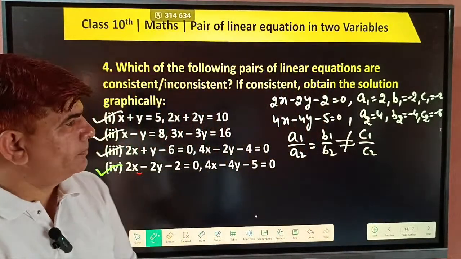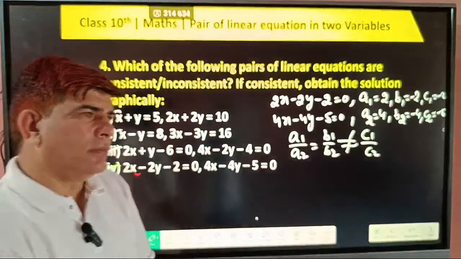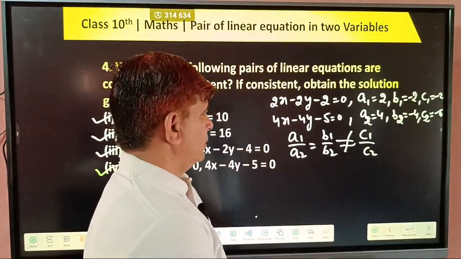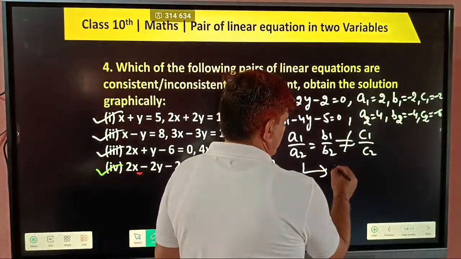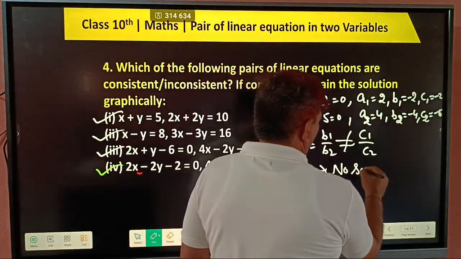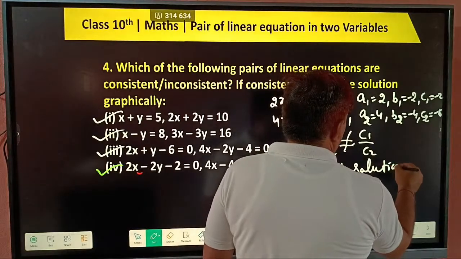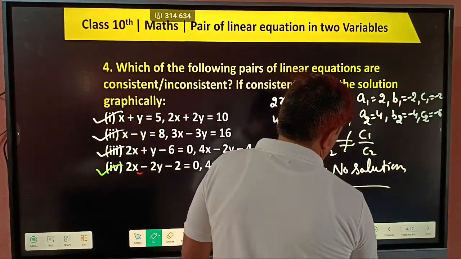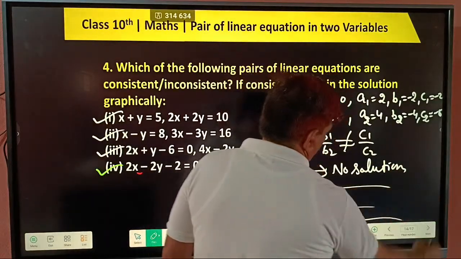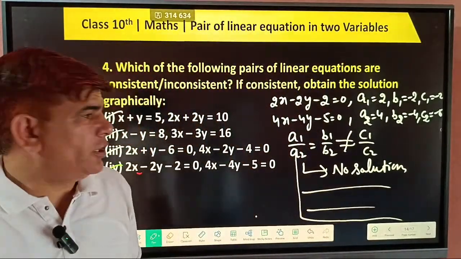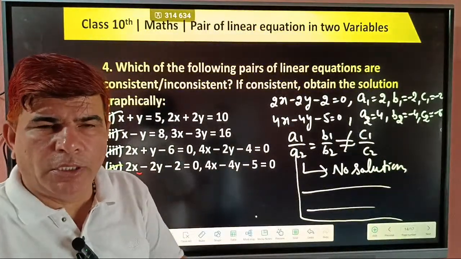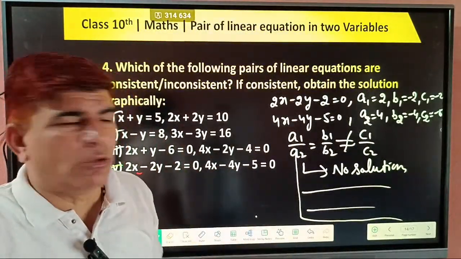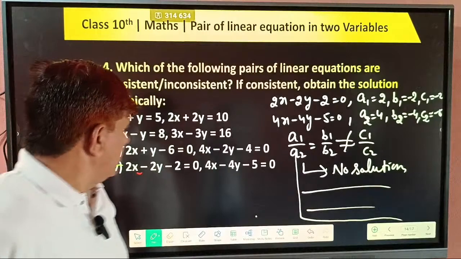What's its meaning? Its meaning, no solution. And what's the meaning of no solution? Both lines are parallel to each other in the graph. Never meet each other. No solution means inconsistent. Consistent means at least one solution. Got it? So next.